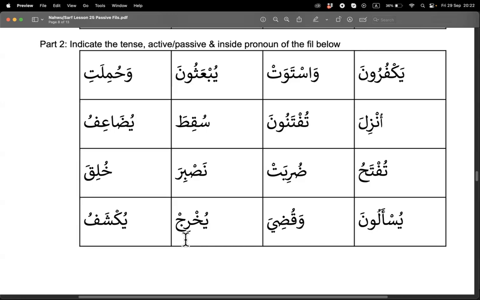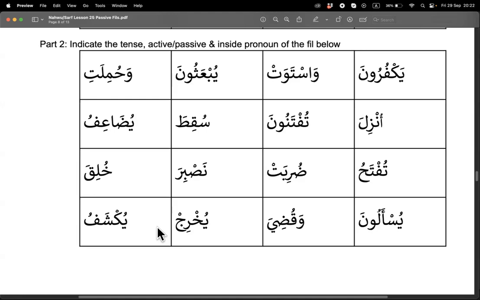Okay? Mudhari' maklum. Yes, mudhari' maklum, and who's our fa'il? This one is huwa. Yes, this is majzum, that's why it's sukun. Last one: Yukashafu.